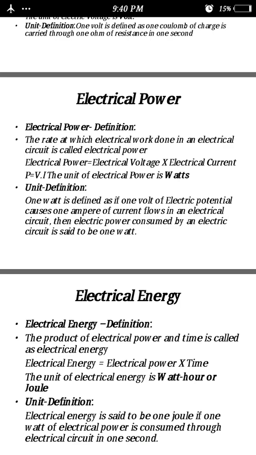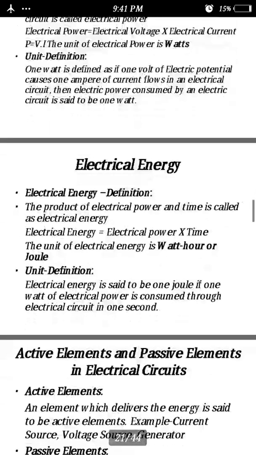Then electrical power, the rate at which electrical work is done in an electrical circuit, is called electrical power. So the term P is equal to V into I, the unit is watts. Its definition: if 1 volt of electric potential causes 1 ampere of current to flow in an electrical circuit, then electric power consumed by the electric circuit is said to be 1 watt.